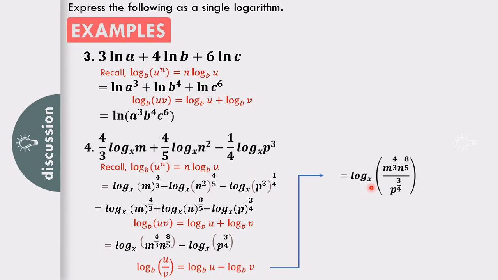Then change all the exponents which are fractions into radicals. So we have logarithm of cube root of m raised to 4 multiplied to fifth root of n raised to 8 over 4th root of p raised to 3 to the base x.